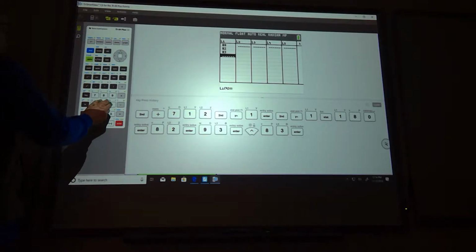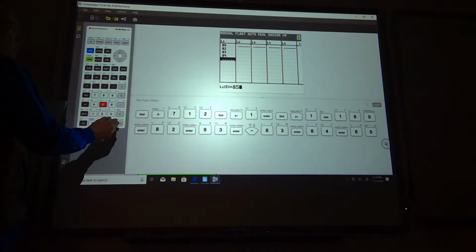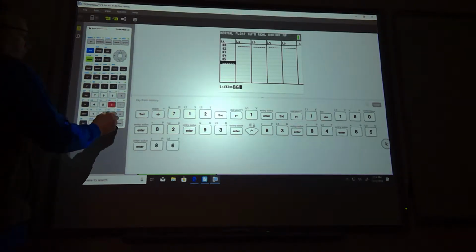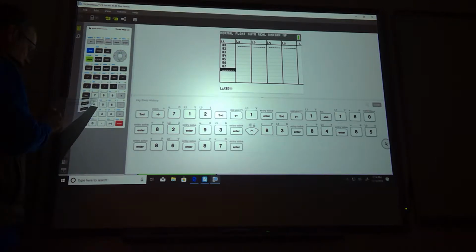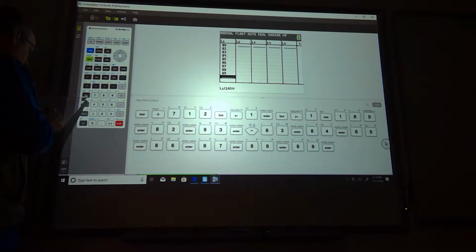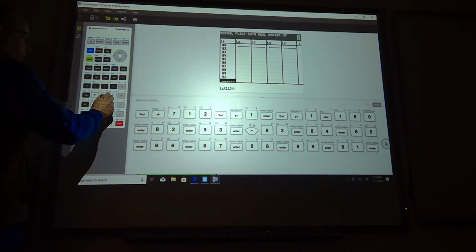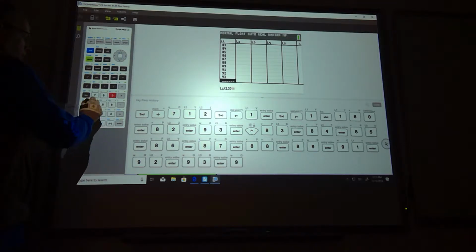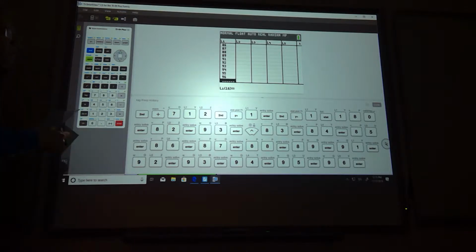84, 85. 86, 87. 88, 89. 91, 92. I think I have all my information in there, right? And then the arrow keys are what you're going to use to move around.